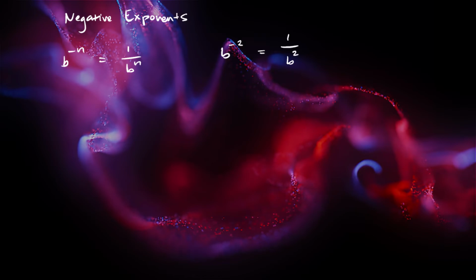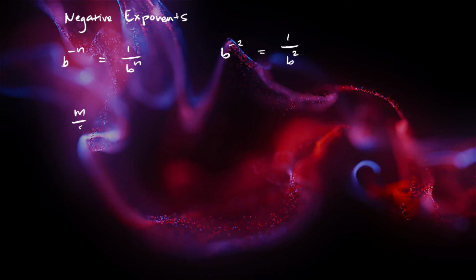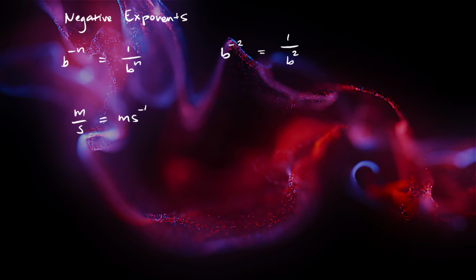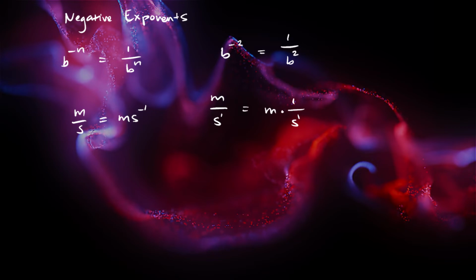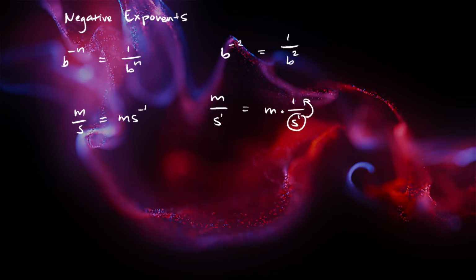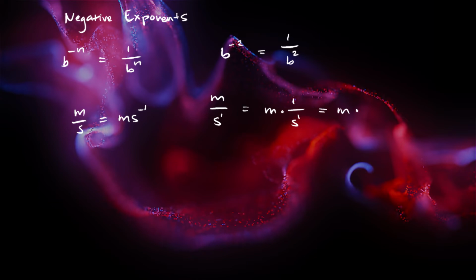So you might have actually seen this in science. You might have known that sometimes we write m over s, so meters per second, is the same thing as meters per second raised to the power of negative 1. Well, the reason for that is if we think of m over s, this is the same as s raised to the power of 1, and we can rewrite this as m multiplied by 1 over s to the power of 1. Now, if we wanted to make the exponent negative, this would be the same as m multiplied by s to the power of negative 1, right?